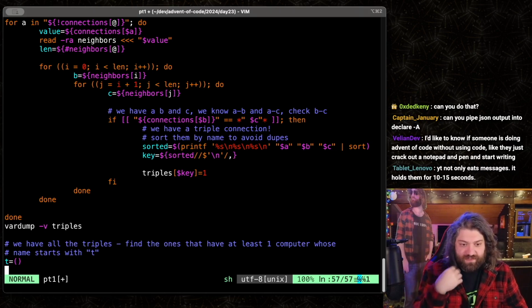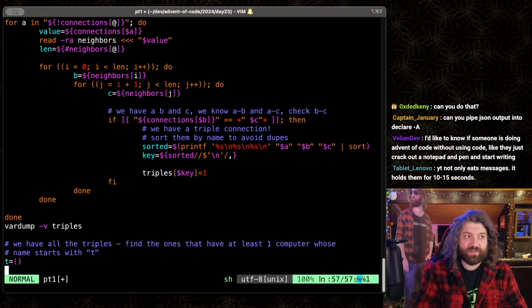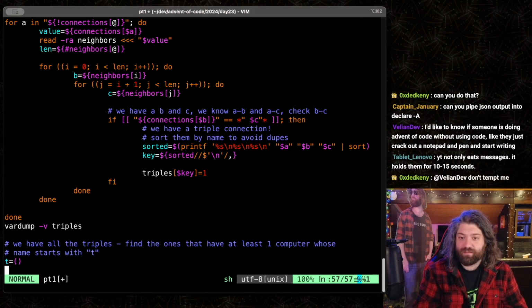YouTube not only eats messages, it holds them for 10 to 15 seconds. Dude, I don't know why it does it that way. I'm sorry that's the case. It seems like Twitch is more of the Wild West when it comes to chat messages.